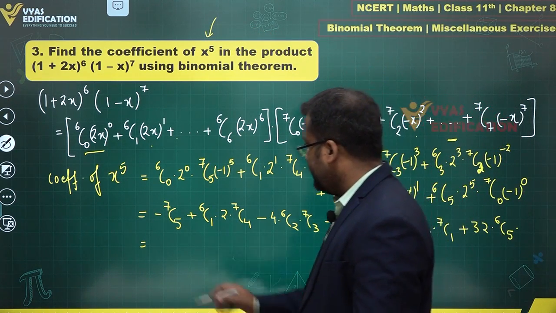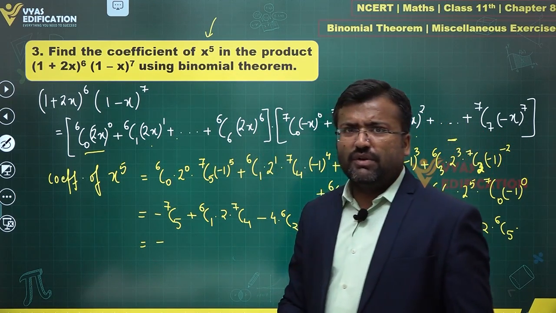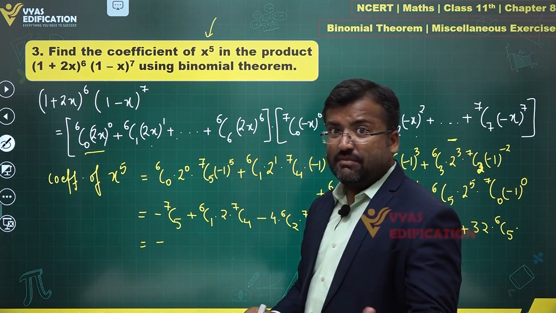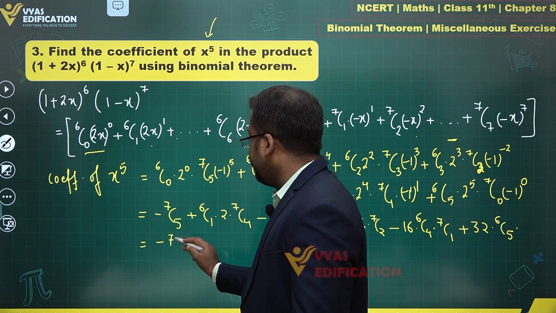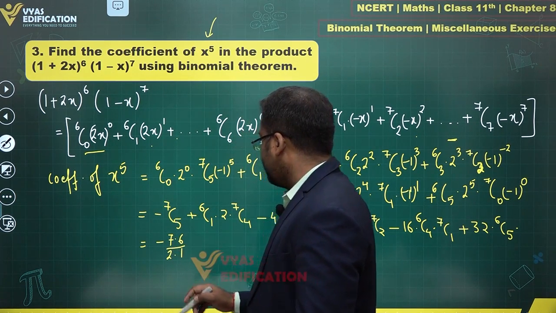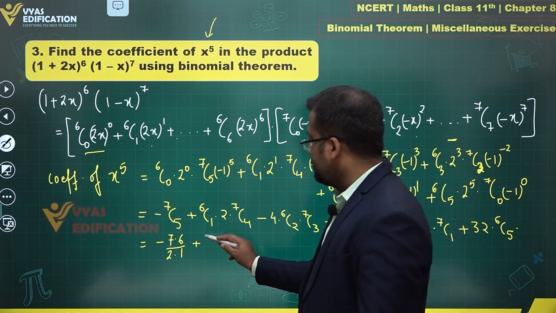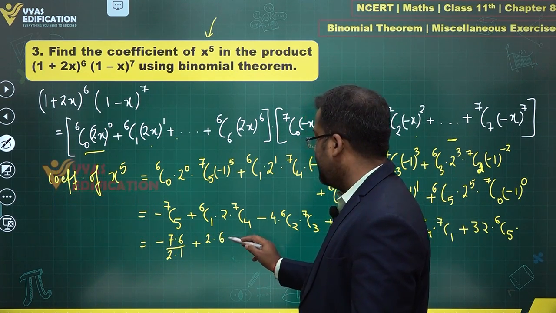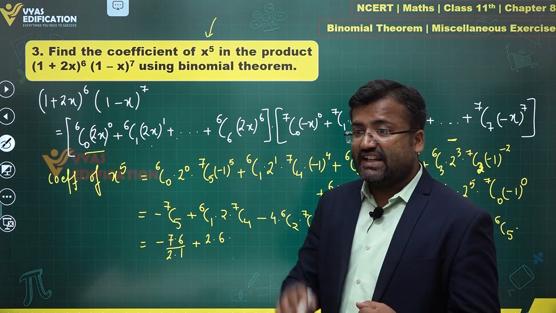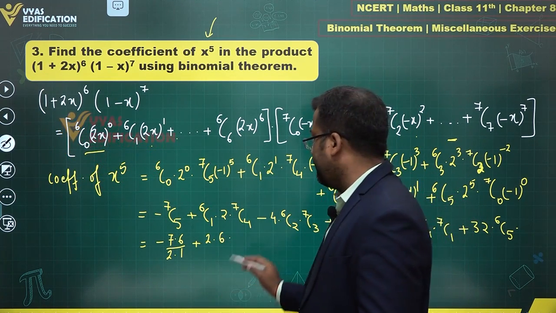Let's write that properly. This is minus 7C5, which will be 7 times 6 upon 2 times 1, the same as 7C2, right? So this is 7 times 6 over 2 times 1, which is okay. Plus, what do you have over here is 6C1 times 2. This is 2 times 6, okay. 7C4 is same as 7C3. This will be 7 6 5 upon 3 2 1.